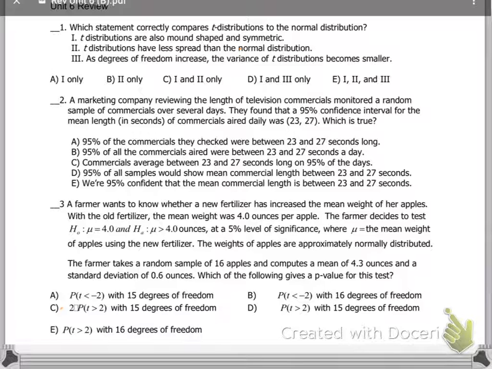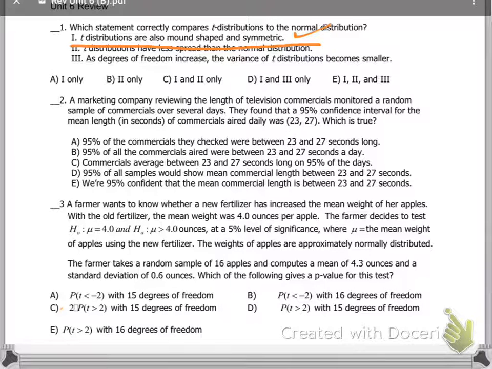Okay, so let's see what problem number 1 says. It says, which correctly compares the two? Okay, so both are unimodal and symmetric, so number 1 is good. T distributions have least spread. Now when they talk about spread, they're talking about the horizontal axis, and they both have the same amount of spread. So again, that's the horizontal axis.